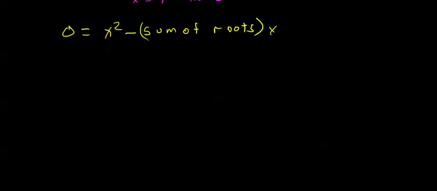So in general, with the quadratic equation, we have x squared minus the sum of the roots times x plus the product of the roots.